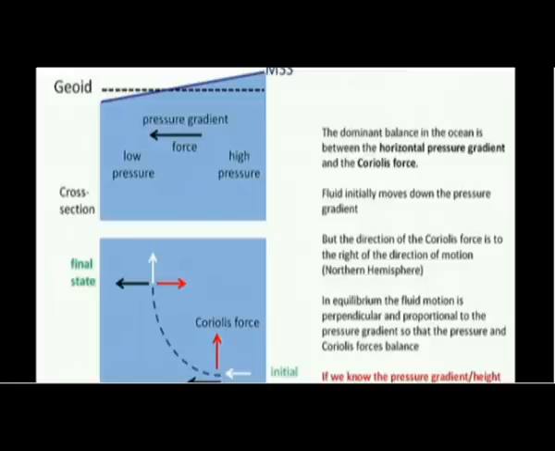So what happens is that initially the fluid wants to move, and this is shown down here in the plan view in the bottom right. What initially happens is the water wants to move with the pressure gradient. As it moves, the Coriolis force acts to its right, perpendicularly, in the northern hemisphere, and to its left in the southern hemisphere. That causes the fluid to rotate round, and eventually it reaches a steady state where the horizontal pressure gradient is balanced by the Coriolis force, and water moves basically along pressure gradient contours, and that's the state that the ocean exists in.